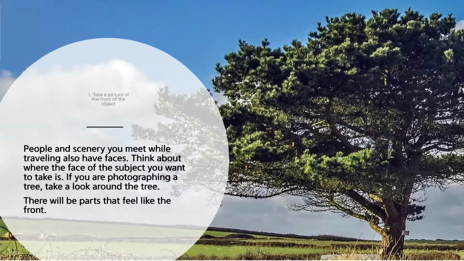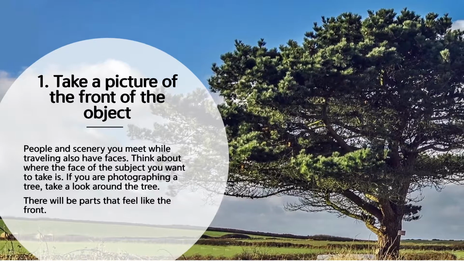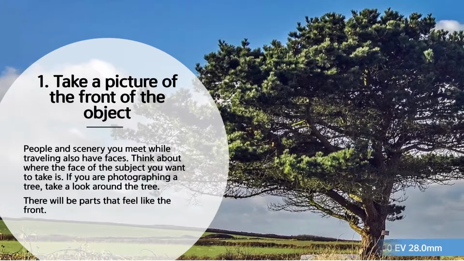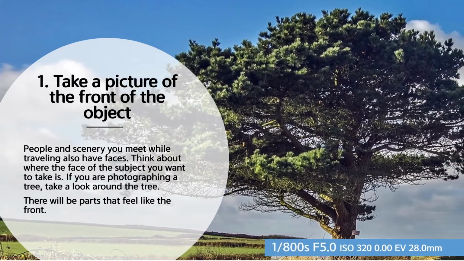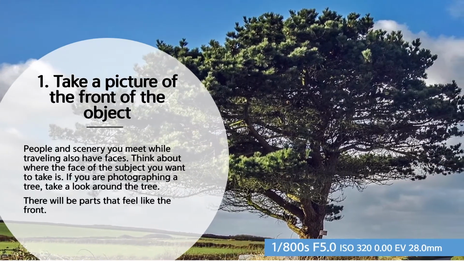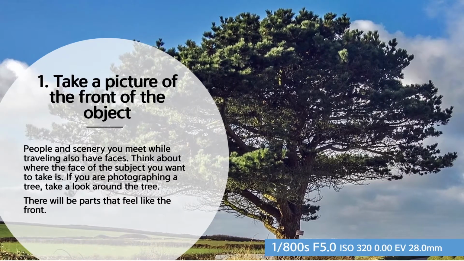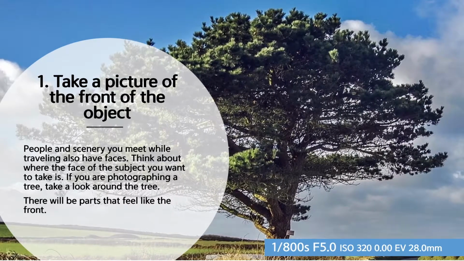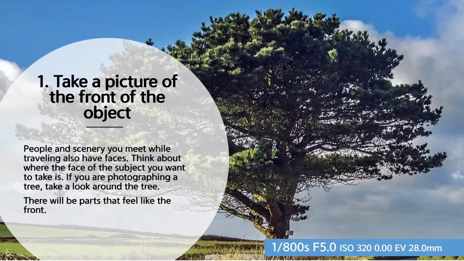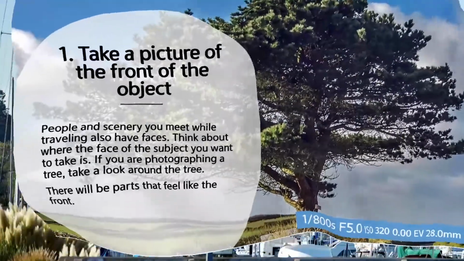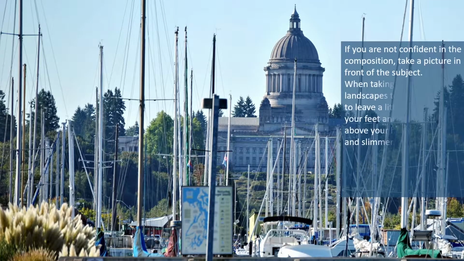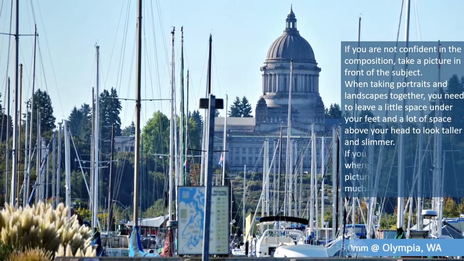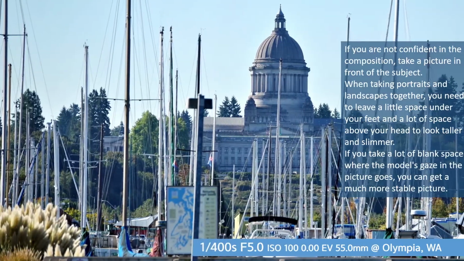First, take a picture of the front of the object. People and scenery you meet while traveling also have faces. Think about where the face of the subject you want to take is. If you are photographing a tree, take a look around the tree. There will be parts that feel like the front. If you are not confident in the composition, take a picture in front of the subject.